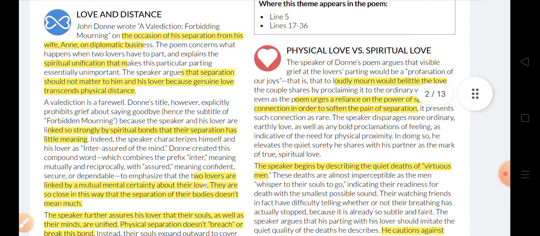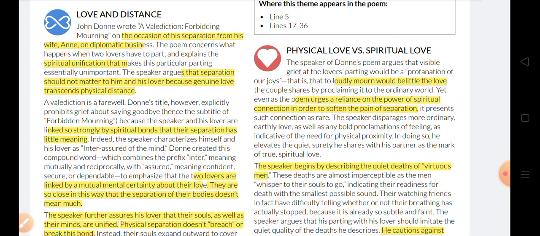The second theme is physical love versus spiritual love. He tries to distinguish between physical, ordinary love and spiritual love, and he asserts that he and his lover are spiritually connected. He describes his spiritual love, and he describes how loudly mourning would belittle the love itself. They shouldn't have to mourn because they have a spiritual love, and the poem argues for reliance on the power of spiritual connection in order to soften the pain of separation.